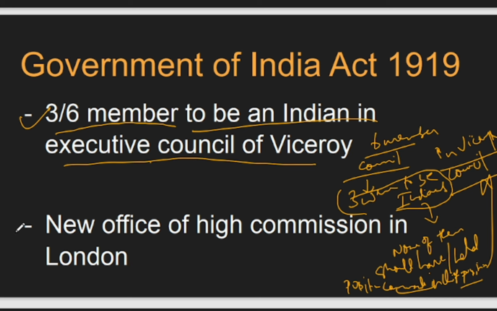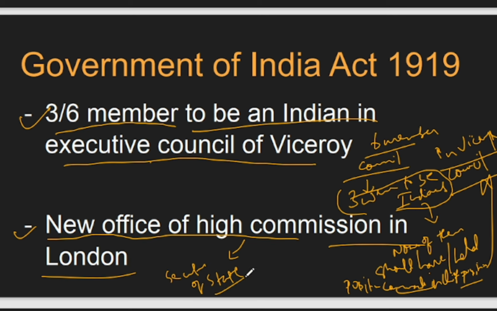This act also says that a new office of High Commission was to be set up in London. This new office of High Commission got some powers of the Secretary of State. There were certain powers which were assigned to the Secretary of State, and those powers were given to a High Commission in London.